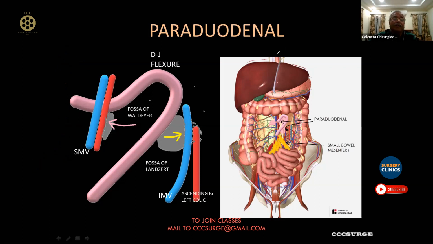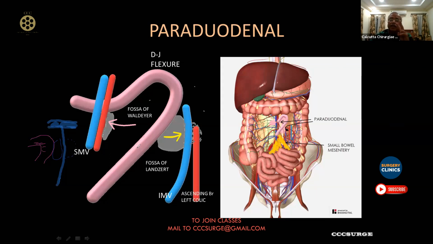Okay, clear? Chaps, I'm now going on to the fossa of Landzert, which is another paraduodenal fossa. Out here, you have the DJ flexure. Okay, you have the inferior mesenteric vein, which was running in, let me choose a bigger thing. Inferior mesenteric vein sometimes drains into the splenic, isn't it? And you have a fossa just behind the inferior mesenteric vein, and that's called the fossa of Landzert. You have a fossa out here. So sometimes you have hernias forming out here.